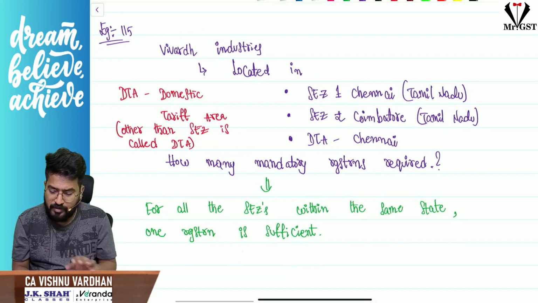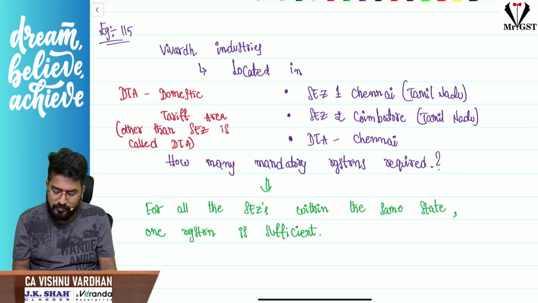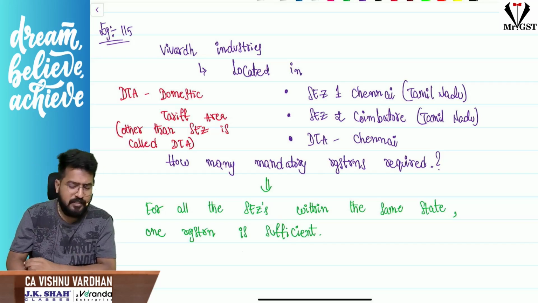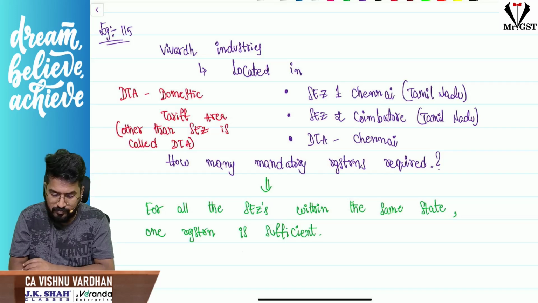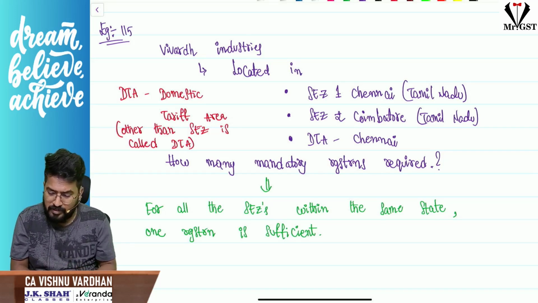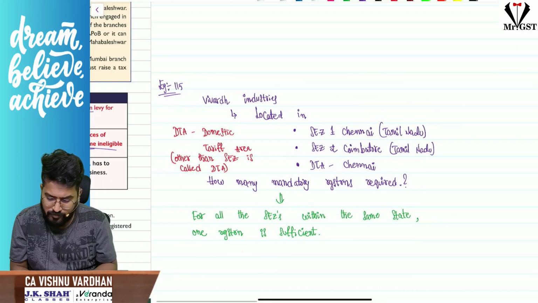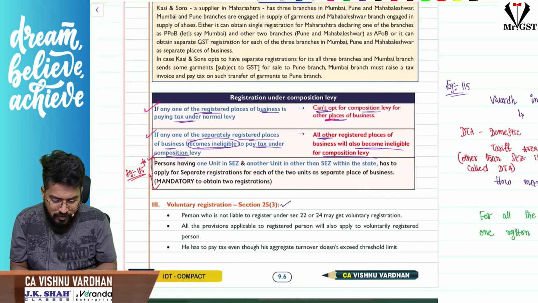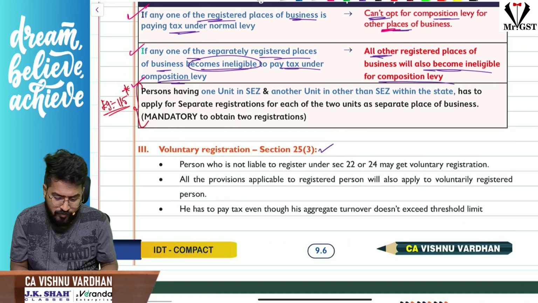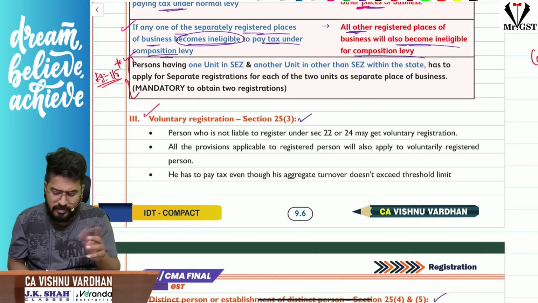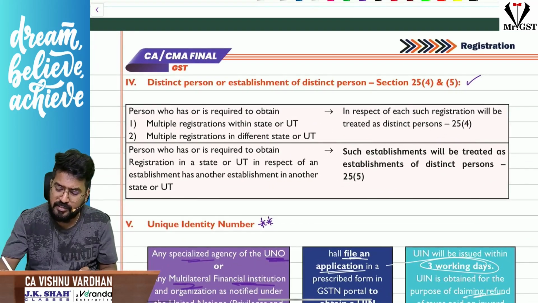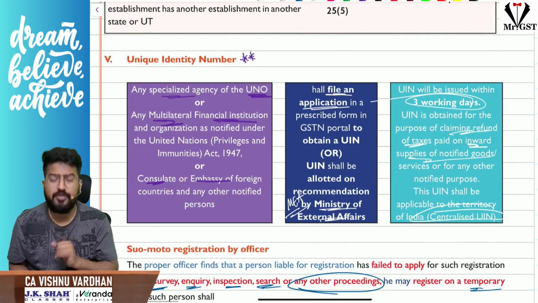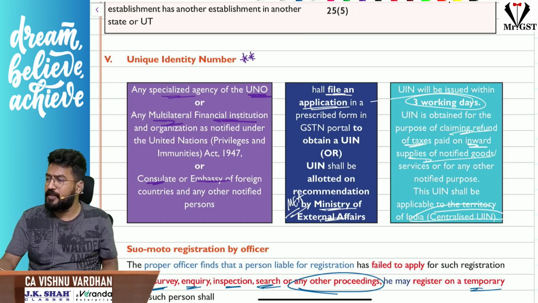Here regarding that, there are examples, you can just go through this. And for all the registrations within the SEZ, sir, within the same state, yes, one registration is sufficient. So hope it is clear for you. Next, voluntary registration. Yes, you can go for voluntary registration even though you are not liable for registration. And distinct persons, section 25 subsection 4 and subsection 5, we have already discussed. Next, another important one, sir: what is unique identity number?